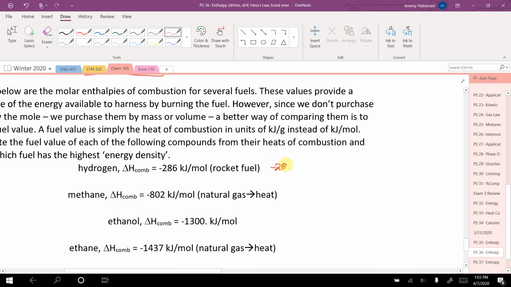Okay, so we've got negative 286 kilojoules per mole. And for hydrogen, 1 mole is 2 grams. Gives me a value of 143 kilojoules per gram. Now technically it's negative 143 because the energy is being released, right? But fuel values are typically always given as positive values. So there we go.